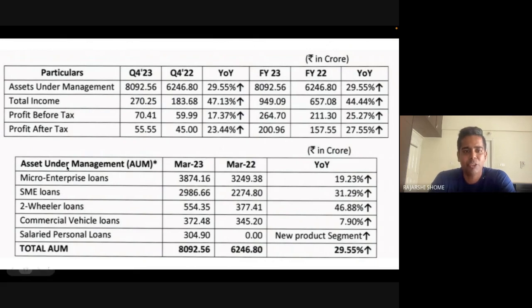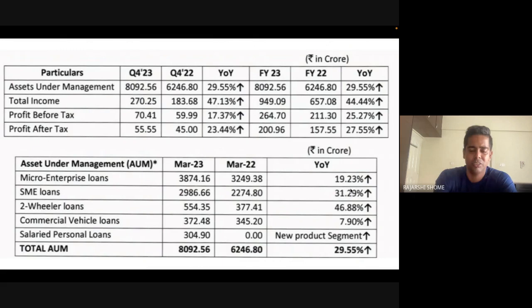Again, having said that, if you look at the AUM and the differentiator part here, right? Out of this 29%, you can see here the micro enterprise group grew by 19%. Actually, I'm a little disappointed with this number of MSE, right? I expected this number to grow at a faster pace, considering, of course, it is the biggest chunk of their book, right? And second, the microfinance industry is coming back up, right?